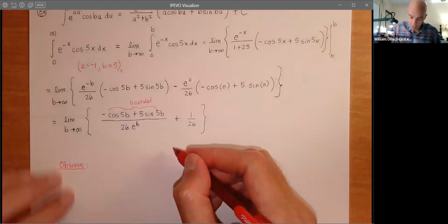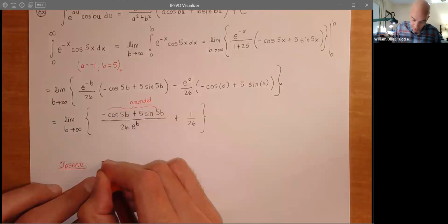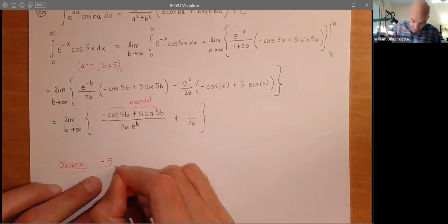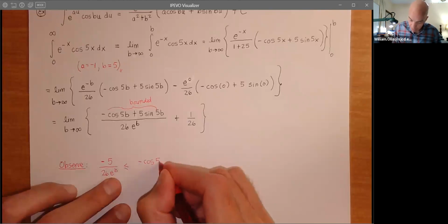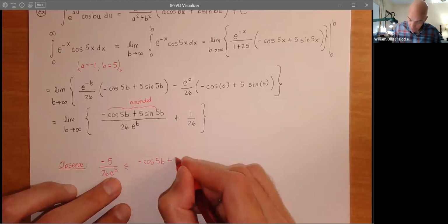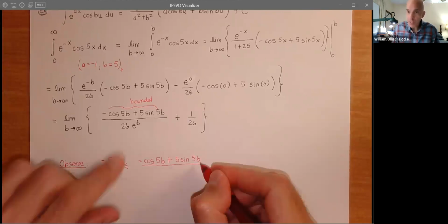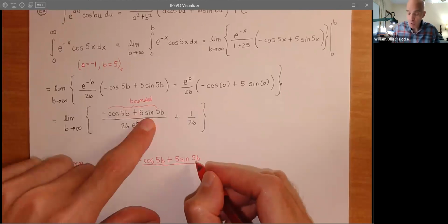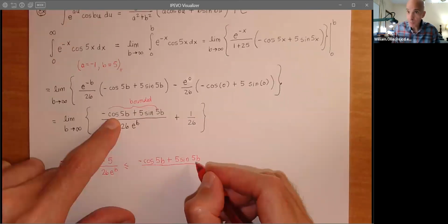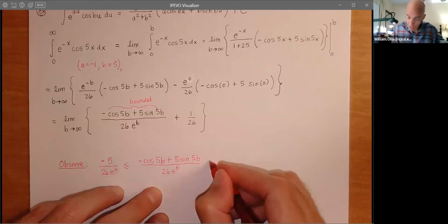because sine and cosine are bounded. So basically what we have in this case is negative 5 over 26 e to the b less than or equal to negative cosine 5b plus 5 sine 5b. The sine term is the dominant term, if you want to say that, because of the coefficient of 5. And we just basically see where it would be largest. The largest this can be is 5, and the smallest it can be is negative 5. And of course, that term would be 0. So we have 26 e to the b, and so upstairs, we've got the 5.